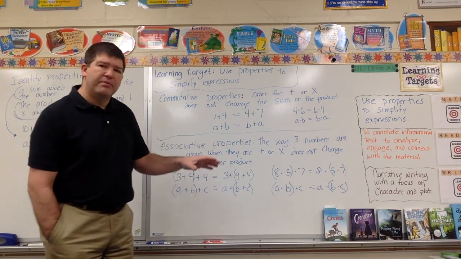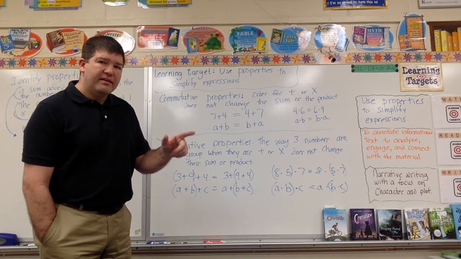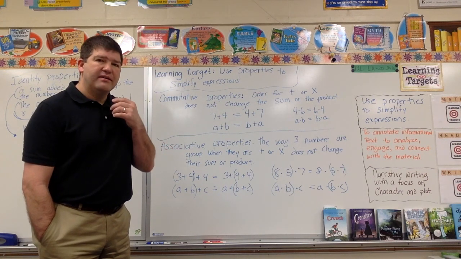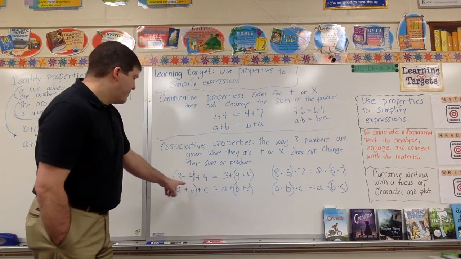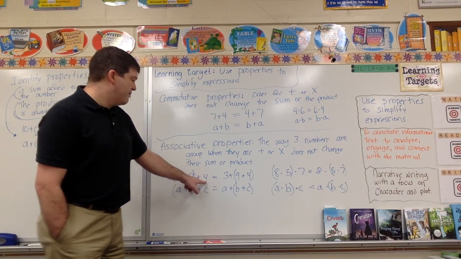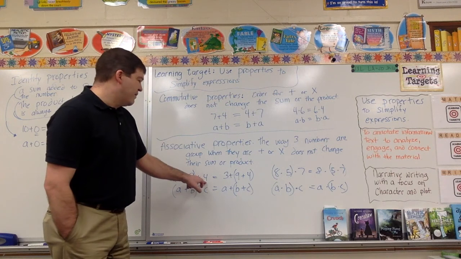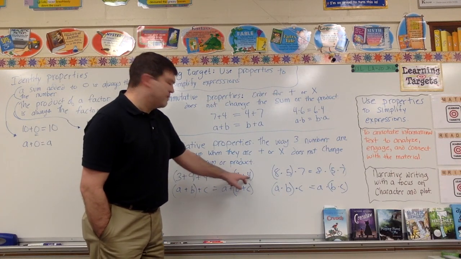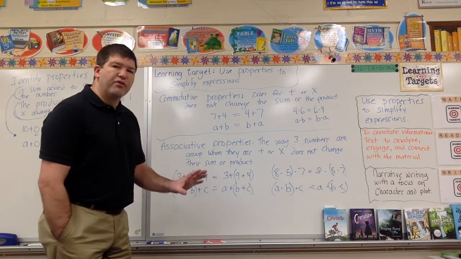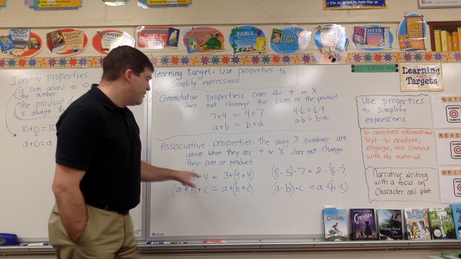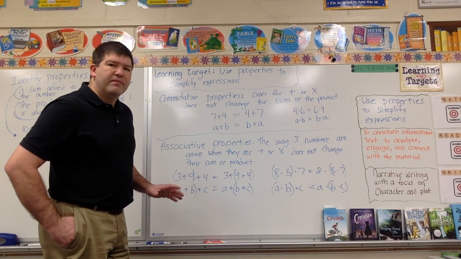It says the way three numbers are grouped when they are added and multiplied doesn't change the sum or the product. Okay, so it's all adding, all multiplying. For example, 3 plus 9 plus 4. And I have parentheses here, so I do the 3 plus 9 first, and then I add the 4. Well, over here I have 3 plus 9 plus 4. Same exact order, 3, 9, 4, 3, 9, 4, but I've grouped them differently. I'm adding this first over here, I'm adding this first over here. But it doesn't matter how I group them. They're going to give me the same.